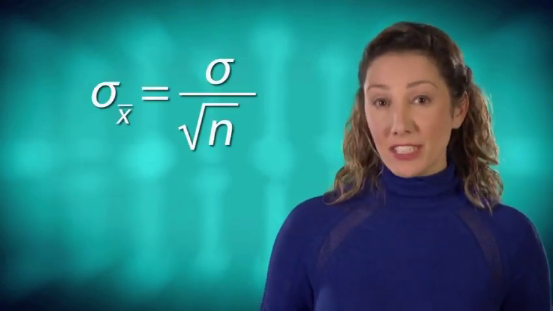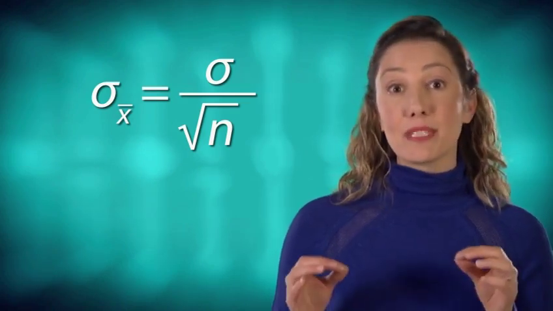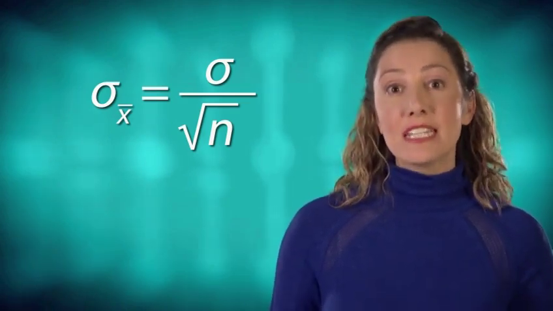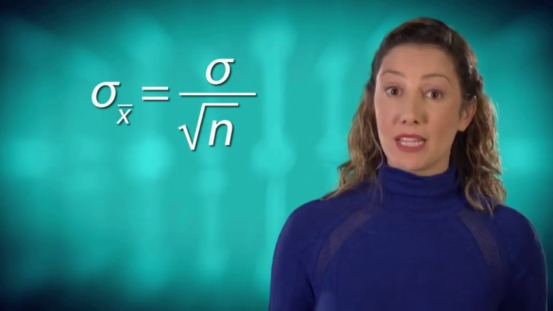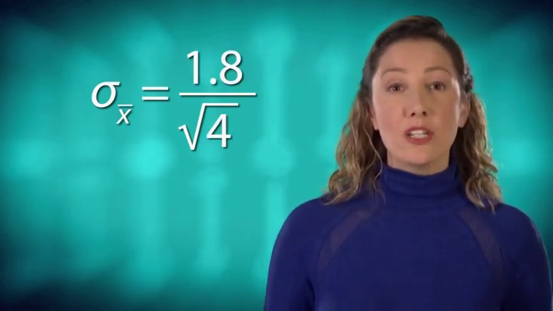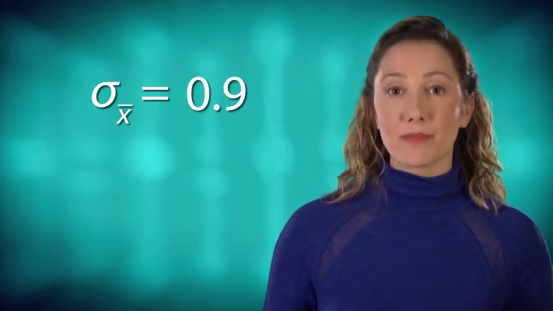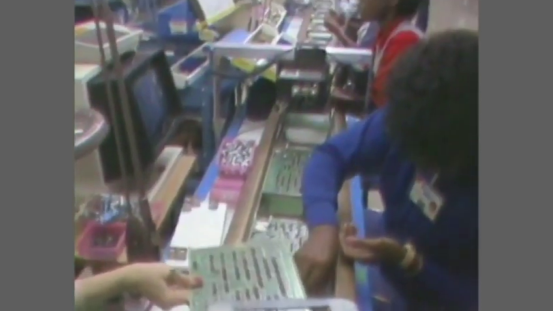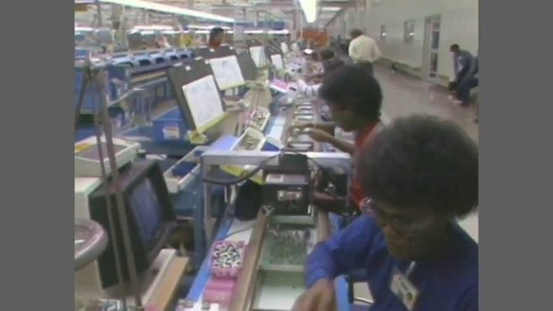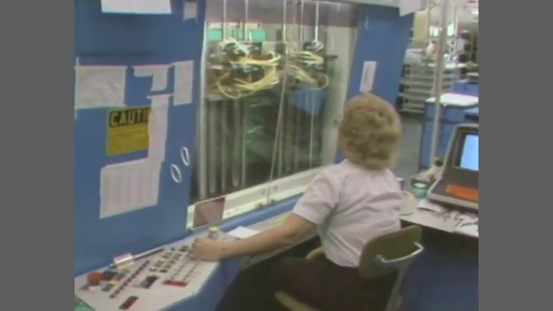There is a precise relationship between the standard deviation of the sample mean and the standard deviation of the individual heights. Here it is. The standard deviation of the sample mean is simply the population standard deviation divided by the square root of the sample size, in our case 4. So the standard deviation of our sample mean is 0.9 inches. Let's see how we can put this fact to use in a situation with more at stake than figuring out the average height of a third grade class.